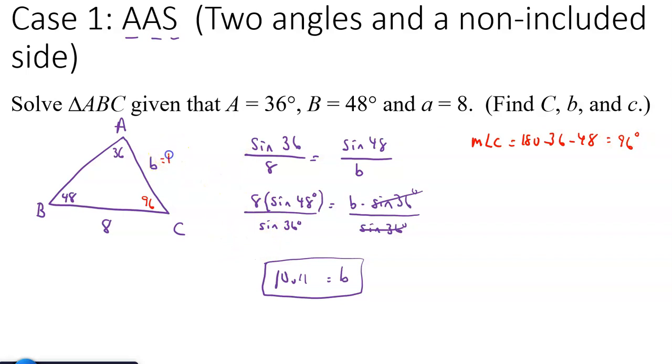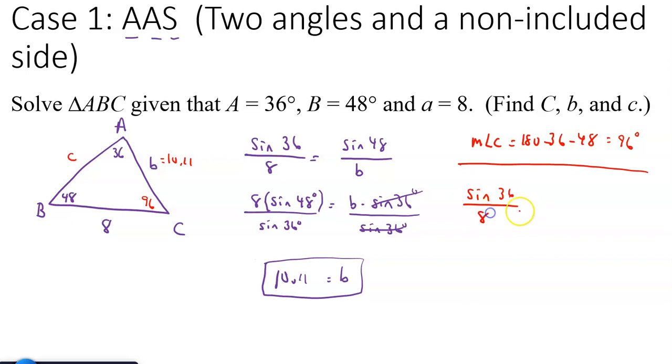Right, and then we got 10.11 for this. And the only thing left now we have to do is find side C. So over here, that's side C because it's opposite angle C. We can use the law of sines again. So pick either of the 2 measures. I'm going to start with the original one. So I'm going to go back to the sine of 36 over 8.